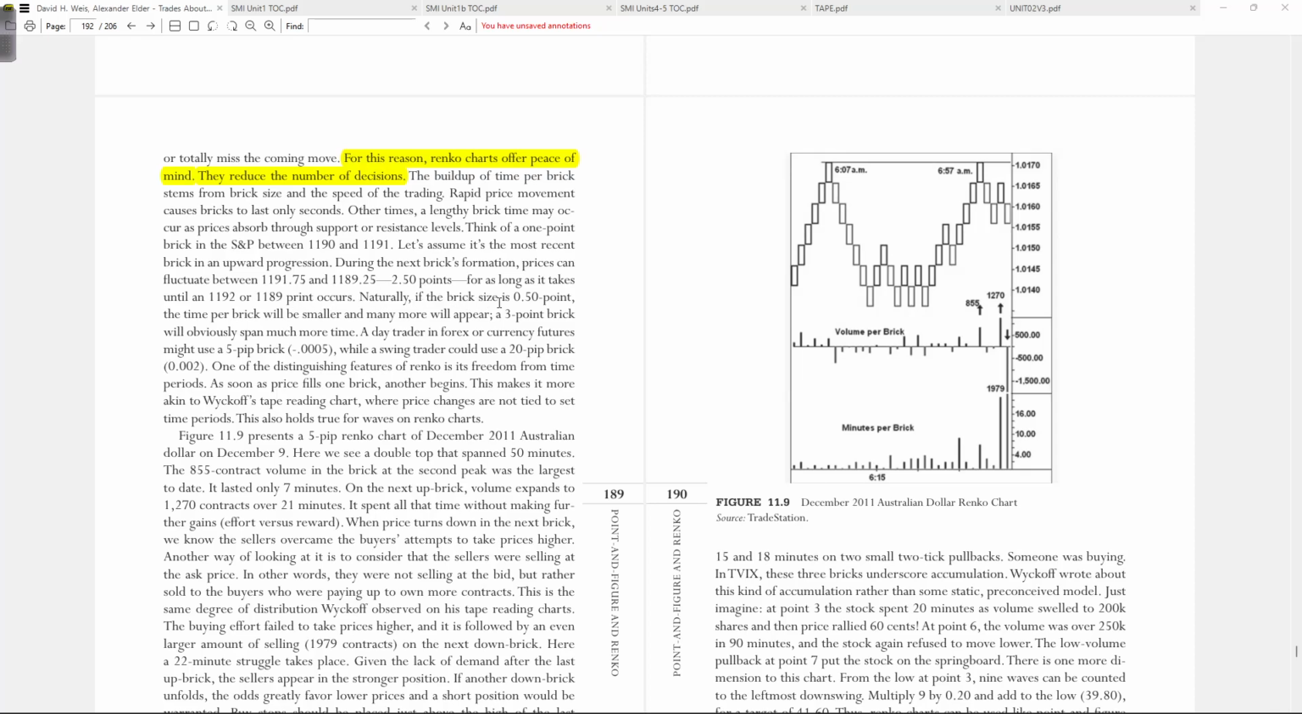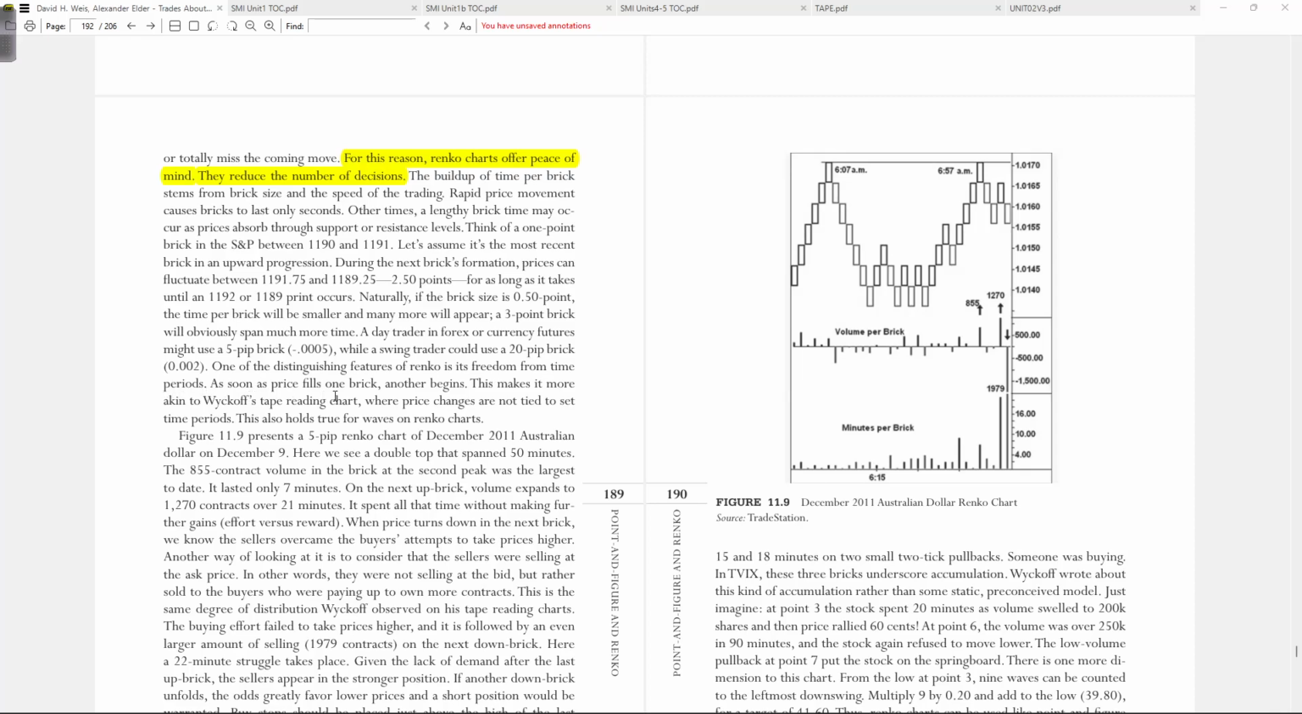Naturally, if the brick size is 0.50 point, the time per break will be smaller and many more will appear. A 3 point break will obviously spend much more time. A day trader in forex or currency futures might use a 5 pip break, while a swing trader could use a 20 pip break. One of the distinguishing features of Renko is its freedom from time periods.